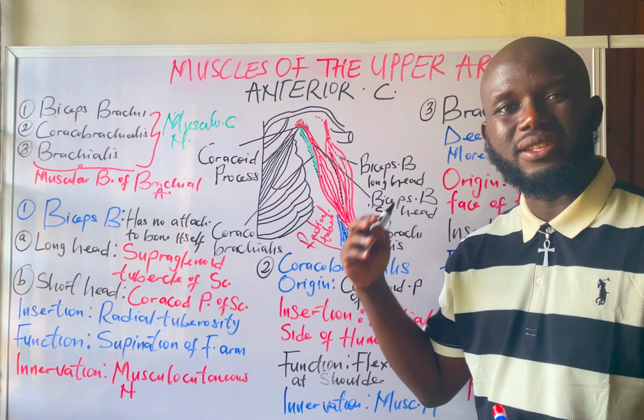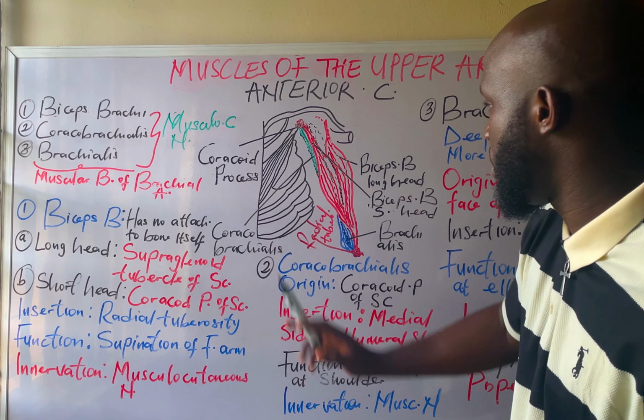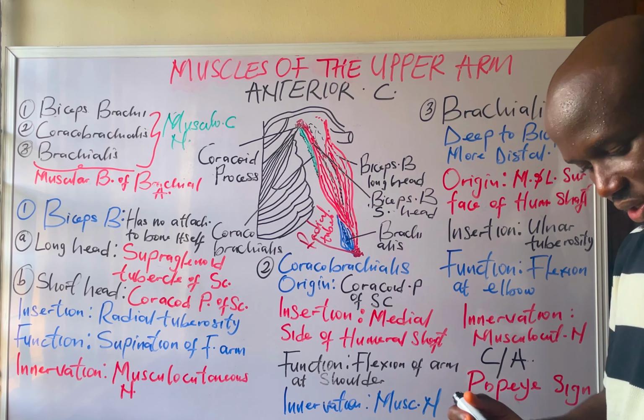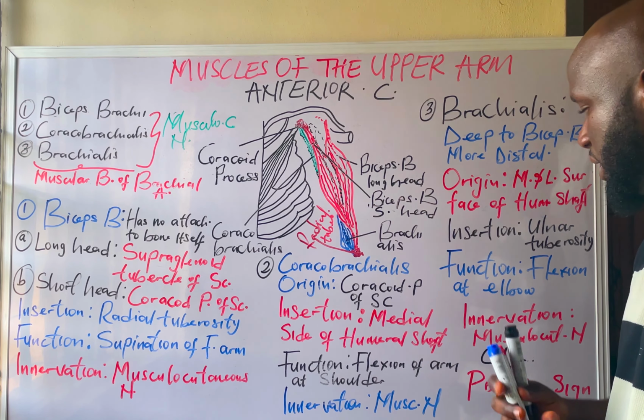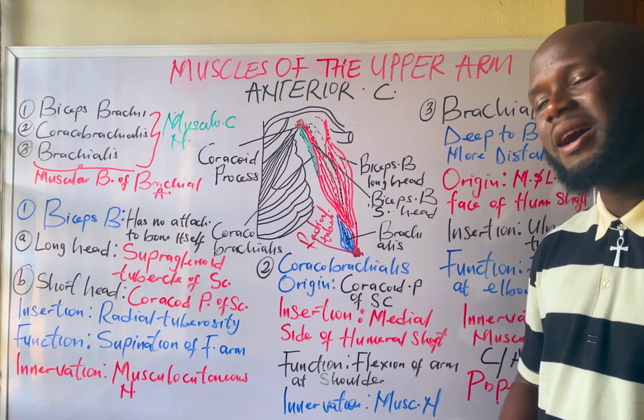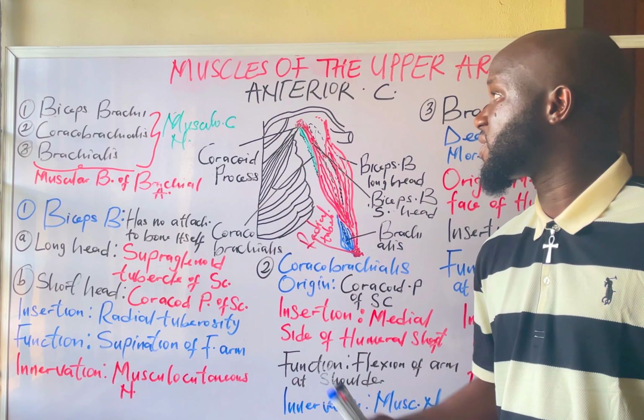Now, if you've been following, you have a class on the bones of your upper limb. One of them is the humerus. So the humerus is somewhere around there. By saying that the coracobrachialis inserts in the medial side of the humeral shaft, if this is the muscle, and the humerus is somewhat around there, we are saying that it inserts in the medial side of the humeral shaft. And what is the function? The function of the coracobrachialis is that it helps in flexion of the arm at the shoulder, and it is also innervated by the musculocutaneous nerve.